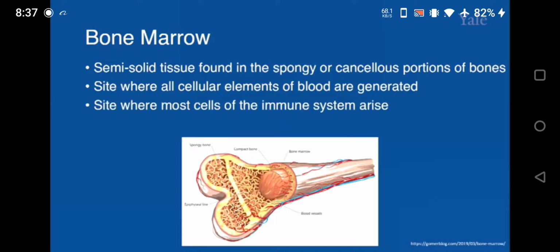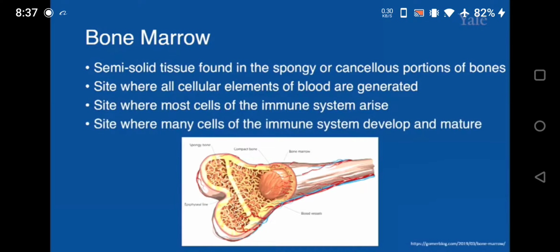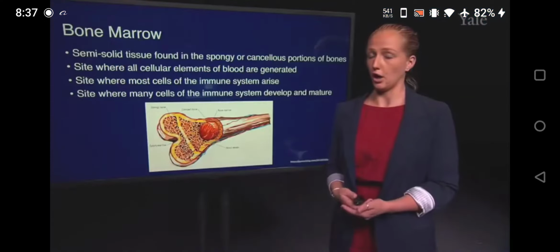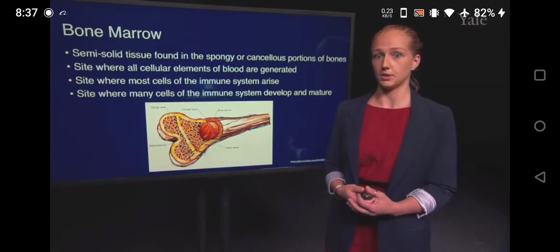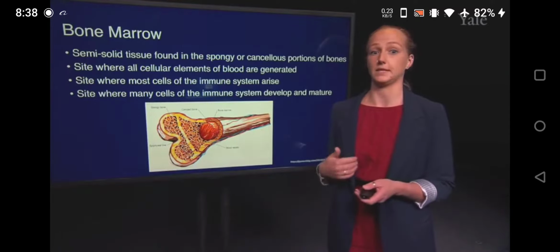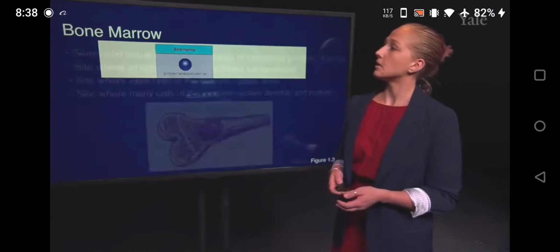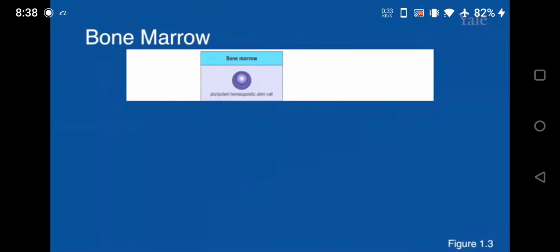And it's the site where most cells of the immune system arise. And it's also the site where many cells of the immune system will develop and mature. So now I'll take you through a very general overview of immune cell development, and subsequently we'll delve into more specific details. So in the bone marrow, most cellular components of the blood, including the cells of the immune system, arise from pluripotent hematopoietic stem cells in the bone marrow, seen here.